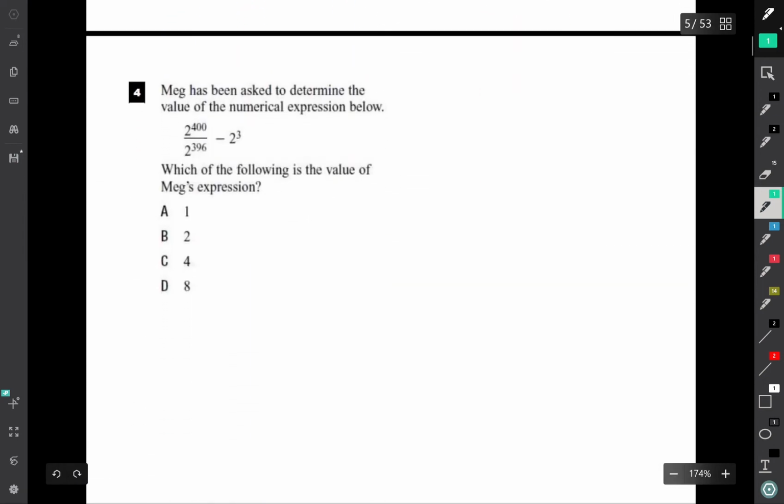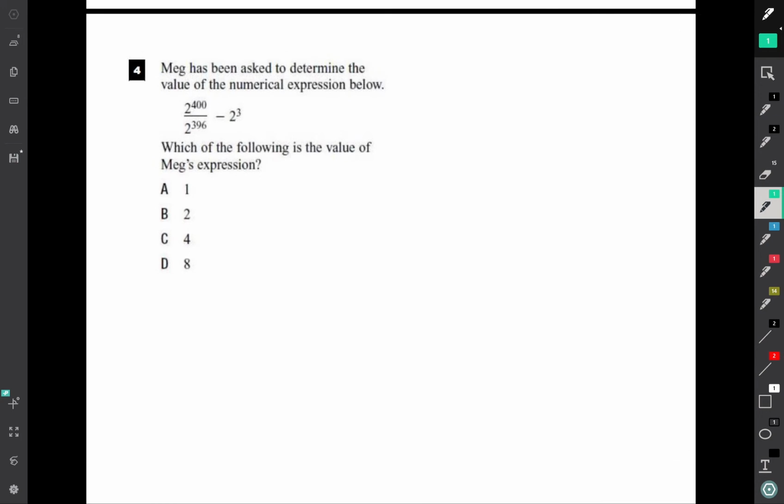All right, excellent. So question 4: Meg has been asked to determine the value of the numerical expression below. Which of the following is the value of Meg's expression? Essentially, what we're doing here is simplifying our expression. Now remember, we have to use our exponent laws again.